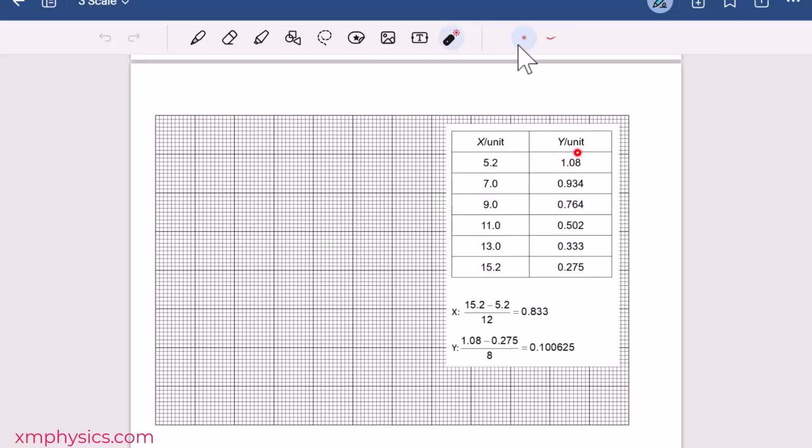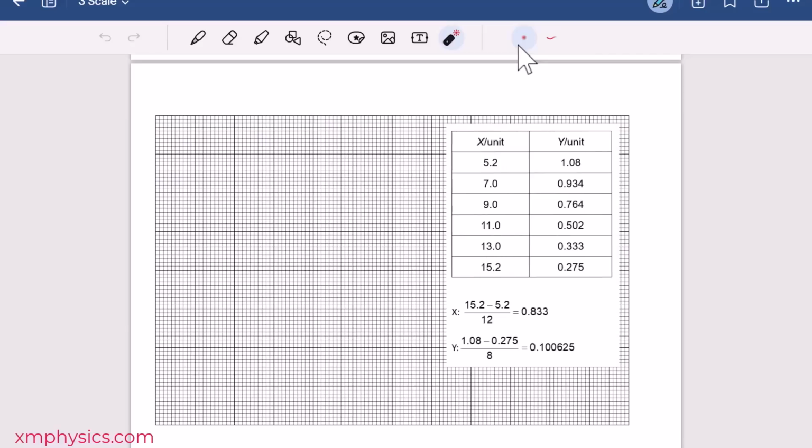Now in this video, I'm going to show you how to very quickly plan the scales for your graph. So these are the values for your x-axis and these are the data for your y-axis. Now look at the data for your x-axis. The smallest value is 5.2, largest is 15.2.